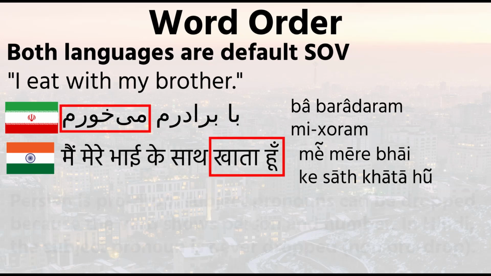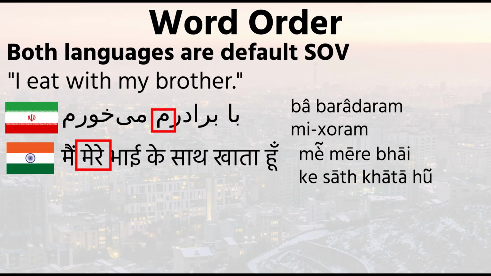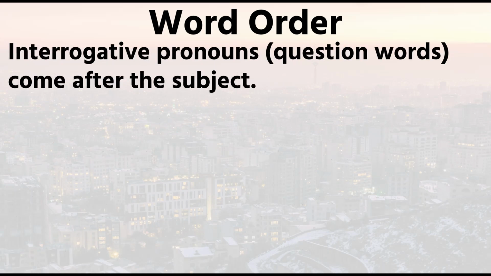You might have also noticed that the verbs here are conjugated differently. We'll look at those later. Also notice that in Persian, there's a preposition next to the object of the sentence, whereas in Hindi, it comes after, making it a postposition. The way of showing possession is also different. Possessives are shown as suffixes on the noun in Persian, rather than using a standalone possessive adjective, which is also inflected for case. If there's an interrogative pronoun, in other words a question word, they come after the subject.